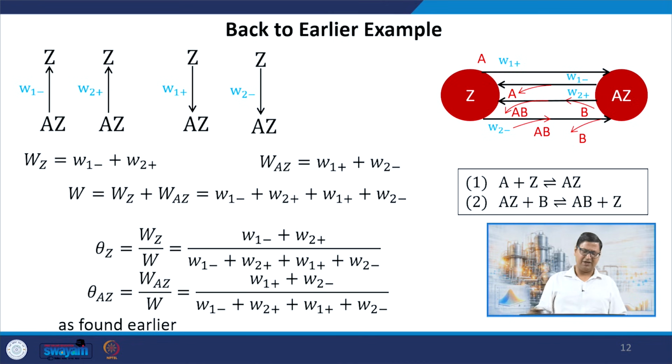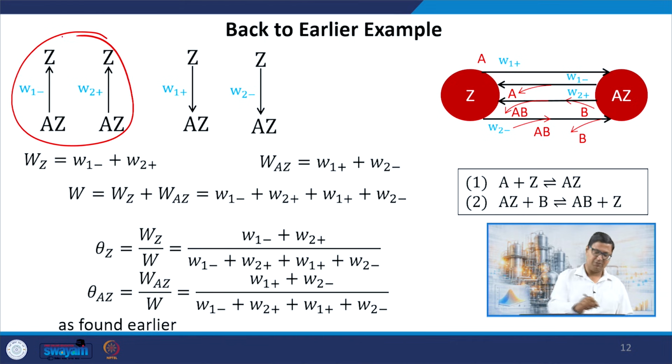So, in the earlier example, I had only 2 nodes, Z and AZ, and we can form essentially 4 spanning trees connecting Z and AZ. We cannot consider cycles, we cannot consider both forward and backward steps. So, there are 4 reactions which are taking us from Z to AZ, right? And there are two reactions forming Z.